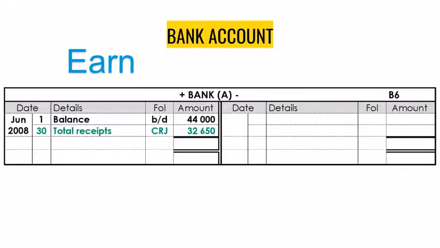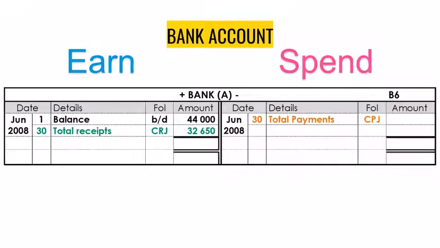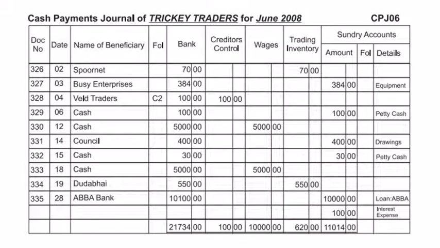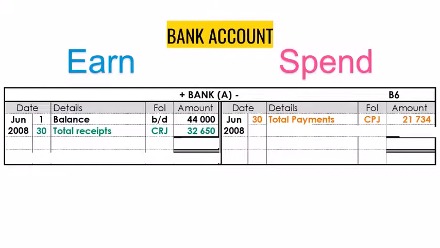Then, if we spend money, obviously our bank account will decrease. Because bank is an asset, it decreases on the credit side. And we spend money in the cash payments journal. In the cash payments journal, once again, you use the bank column total, that 21,734 Rand, as your value there.